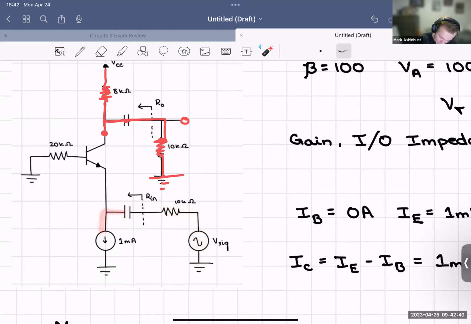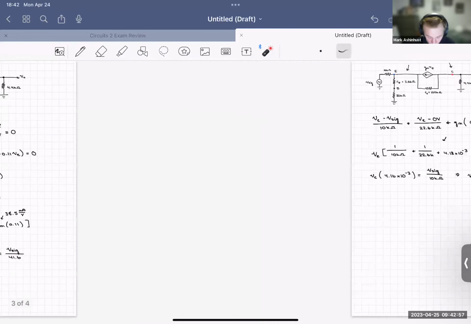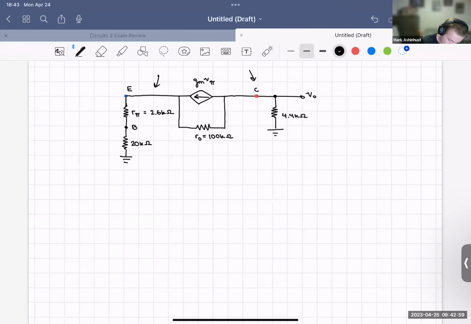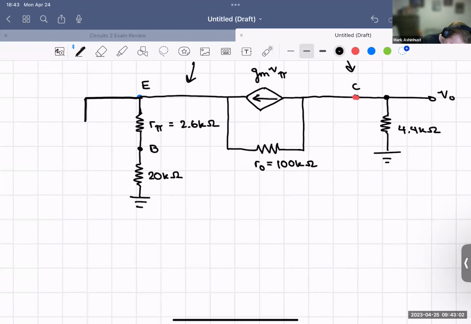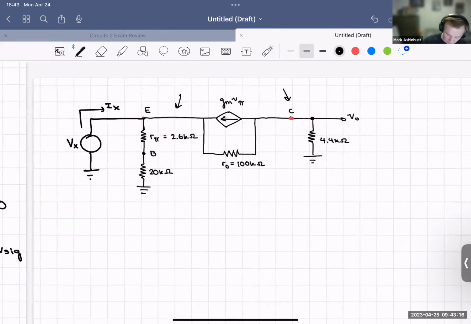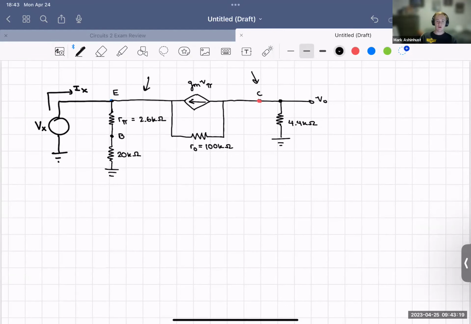And then the 1 milliamp is going to be open. So we're going to add a test source here with a current on the input. And we'll do the opposite when we do our output one. So we're going to add our test source to get that impedance there. We're going to add our test source here, which I'm going to name Vx, and then we have Ix. So we have our test source voltage and our current. And that's how we're going to be able to get our input, which is taken here. That's where our input is coming from.